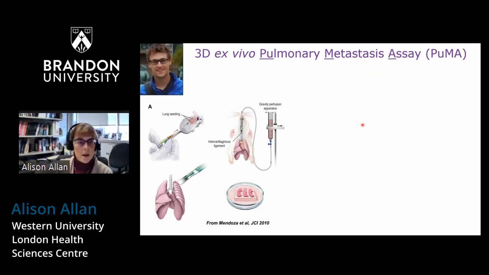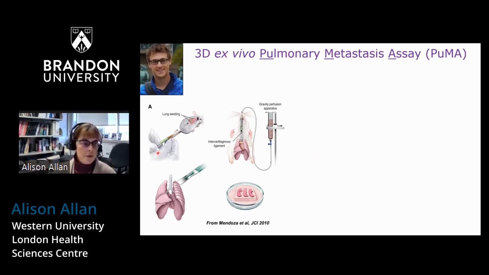So then, continuing to build on our arsenal of model systems, another really smart grad student, Matt Pajinski, joined the lab, and he's now an emergency doc in Kingston at Queen's. He had been working with the lung conditioned media model, and he liked it, but he wanted to expand it. He went away to a conference and talked to a guy from the NIH in the US who had this 3D ex vivo pulmonary metastasis assay, called the PUMA.